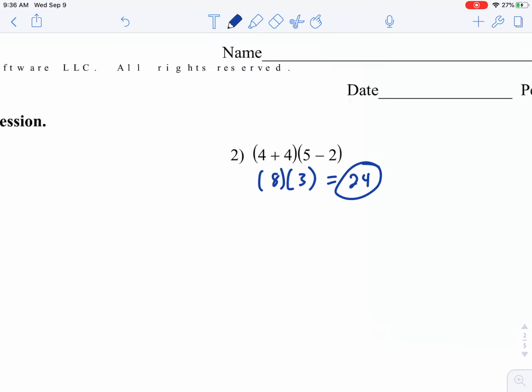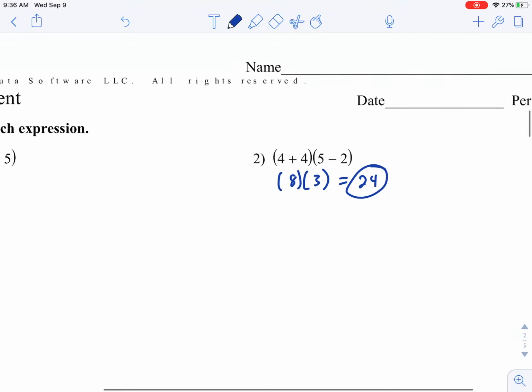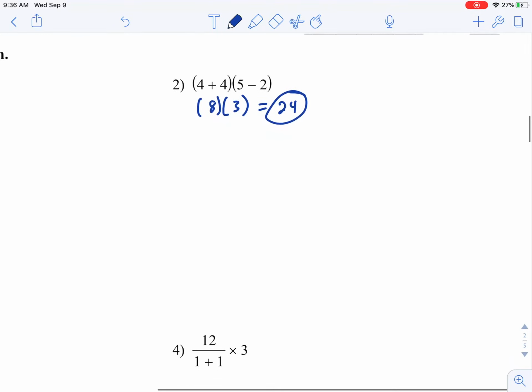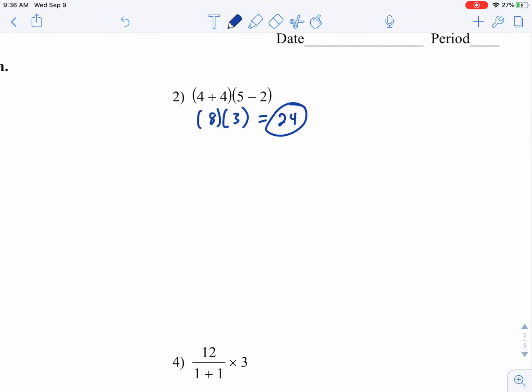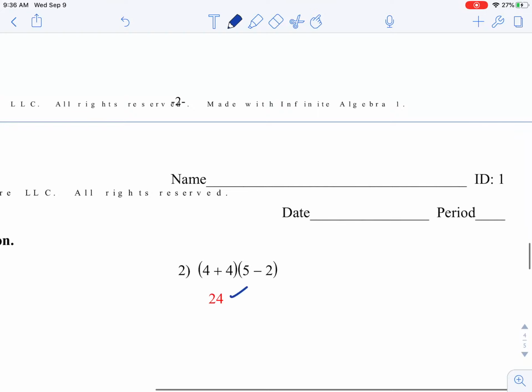You can do mental math if you need to, or use a calculator. Hopefully you don't need a calculator for 4 plus 4 or 5 minus 2. But if you get into some bigger numbers or you just want to be extra sure, feel free to use a calculator. We'll see the answers right there.